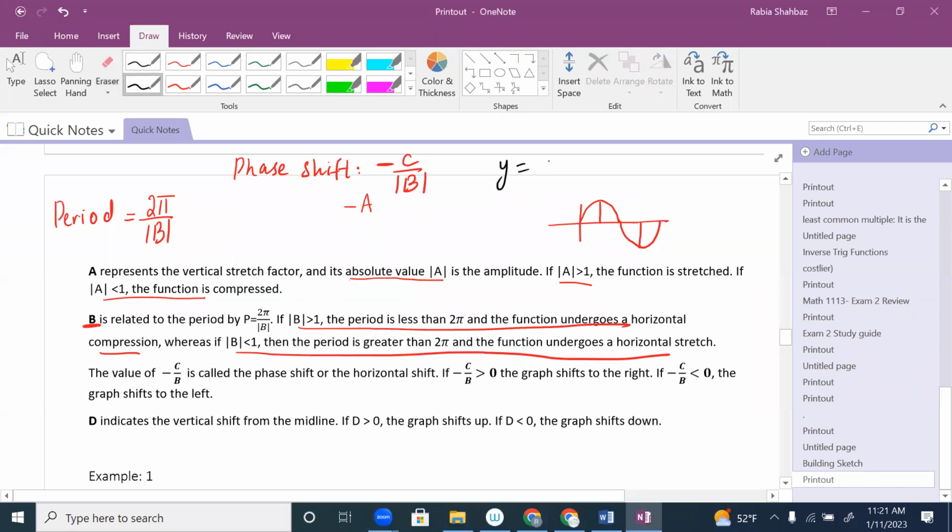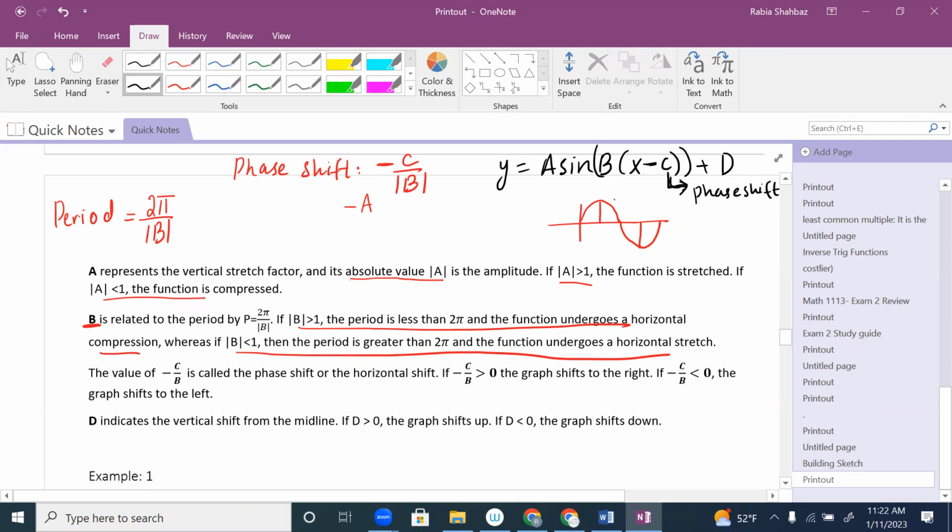Sometimes, like I said before, the B is factored out. If B is factored out, then you don't have to divide by B anymore. Then this C is the phase shift. That applies to both sinusoidal functions, which means sine and cosine, that the phase shift will be just this negative C, or just change the sign.